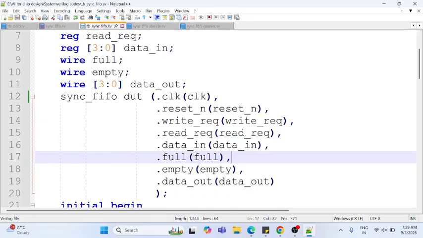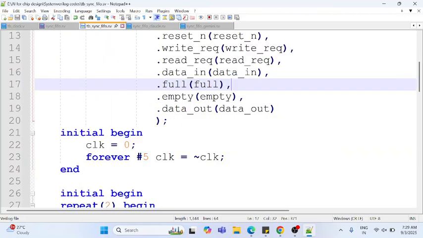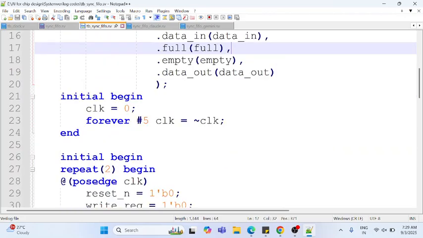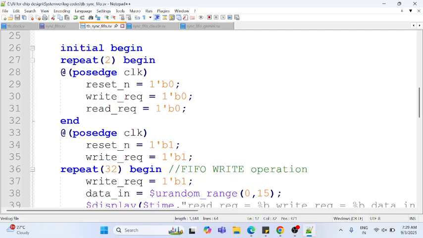Clock, reset_n, write request, read request, data in, full, empty, and data_out. So we are beginning the clock. This is going to be a 10 nanosecond clock with 5 nanoseconds on and 5 nanoseconds off. First, initially, I am making reset equal to 0.